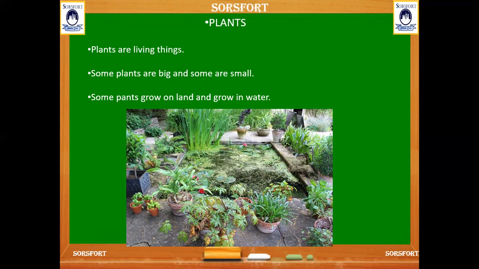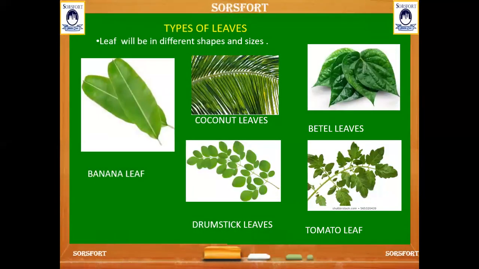Plants are living things. Some plants are big and some plants are small. Some plants grow on land and even in the water. And here we can see the different types of leaves like banana leaf, which is big in size, coconut leaves with tall and thin leaves, betel leaves with different shapes, drumstick leaves, tomato leaves.